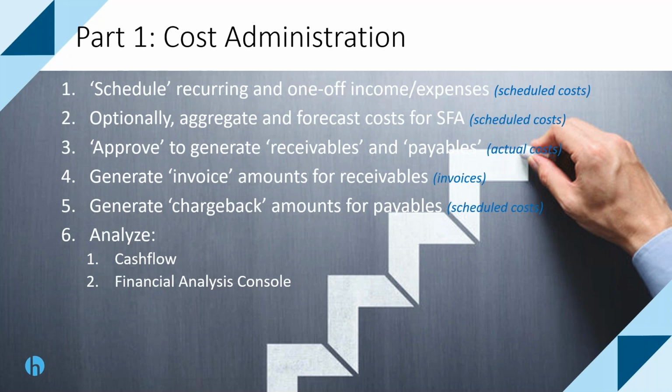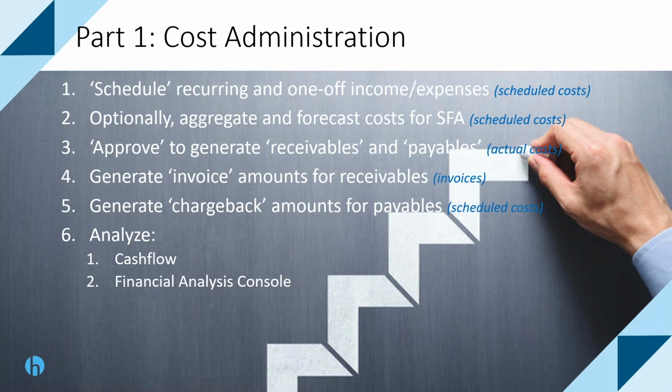And then once you've created these scheduled costs, all you have to do is approve them, and the system then generates a status for each of these actual costs of either receivables for income or payables for expenses. And we call these in Archibus actual costs. Once you have your actual costs approved, meaning they're not going to change, they're going to be paid like that or they've been paid, then you can do 2 things.